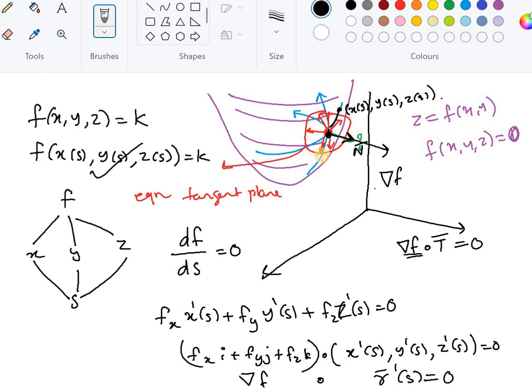So n bar is actually the unit normal vector, but the normal vector can be taken as del f. If you want the unit normal vector, you have to take del f at x naught, y naught, z naught divided by its length. So this is going to give you n bar. It's very similar to the case when you consider a plane curve.